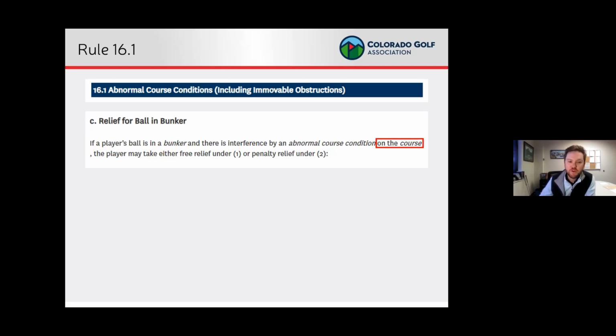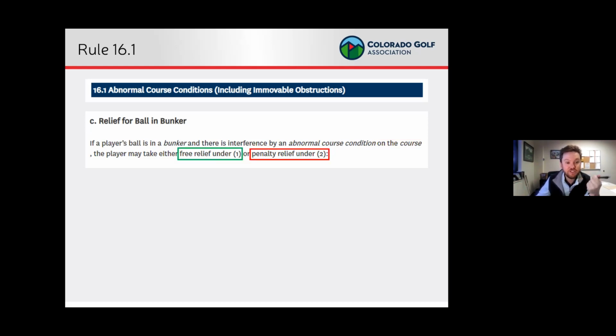So if your ball is in a bunker, again, it's highlighting if a player's ball is in a bunker. Just to pivot real quick, if your ball is in the general area, but your stance is in the bunker, you're operating under 16.1b, which we just saw, about relief for a ball in the general area, not for a ball in the bunker. Very important where your ball lies.